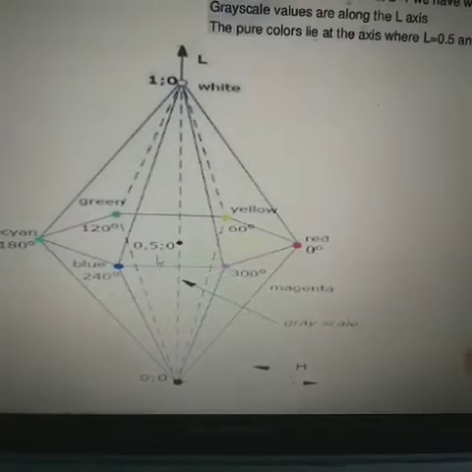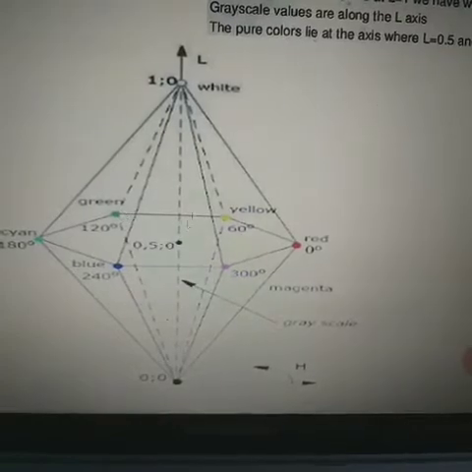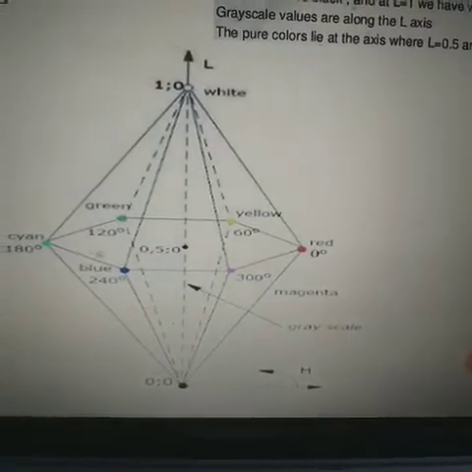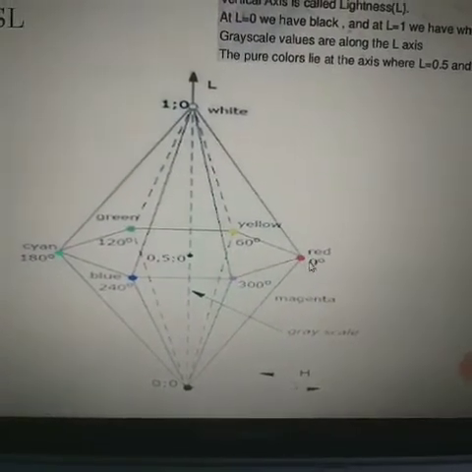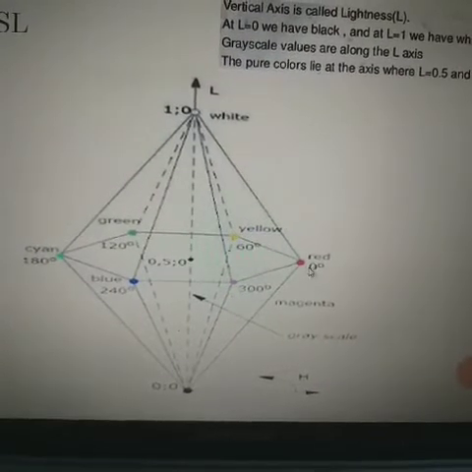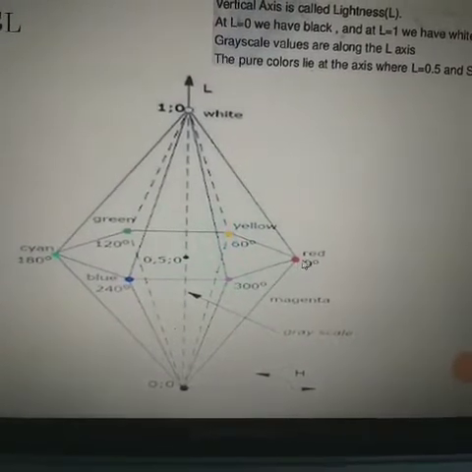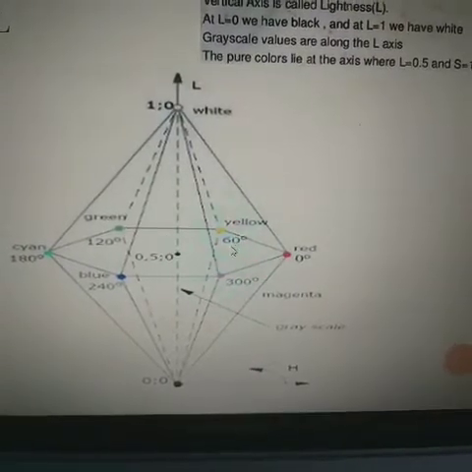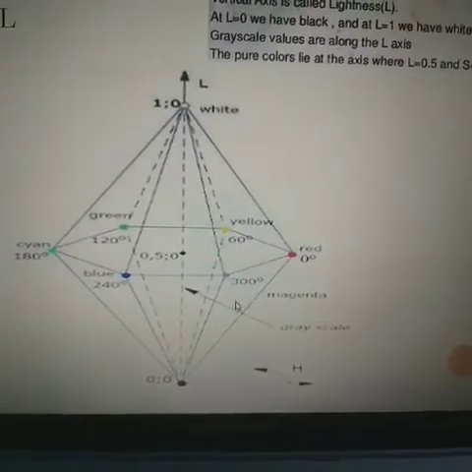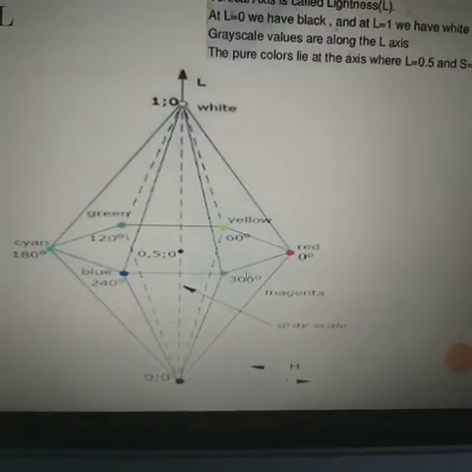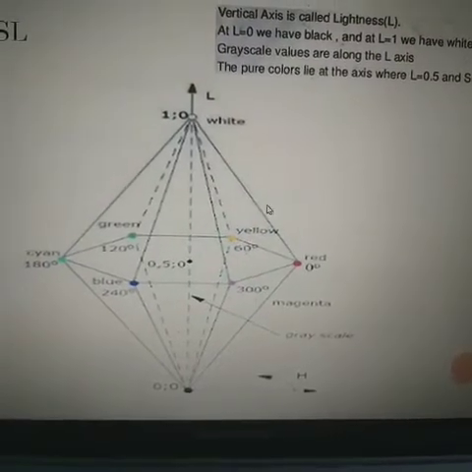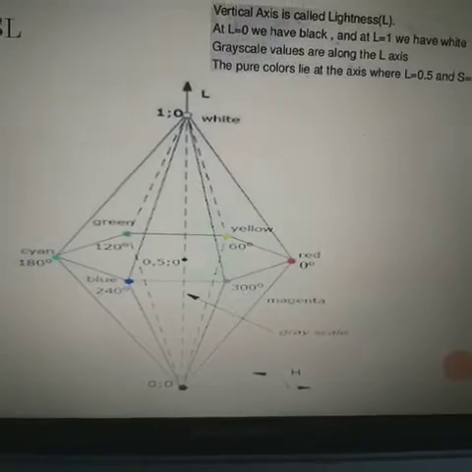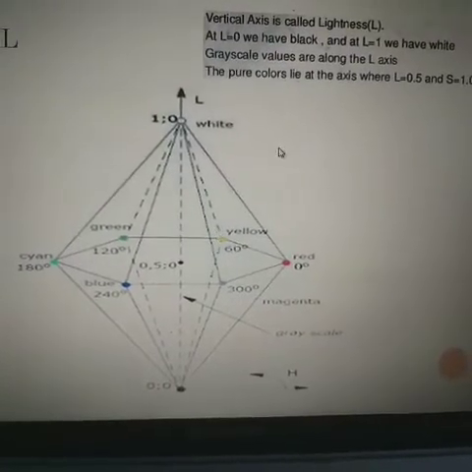If we compare this model with the HSV, then from the top view we also get the hexagonal shape, and with a different angle we get a different color. Like at 0 degree we get the red color, at 60 degree we get the yellow color. These are the hue values. And if we talk about the saturation value, it is between 0 and 1.